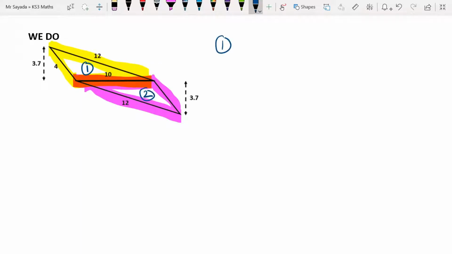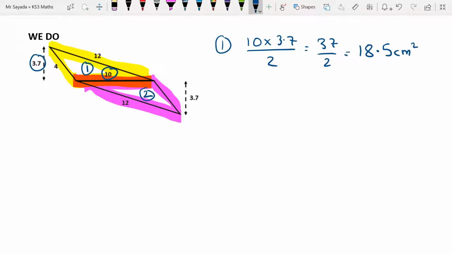What's the base of triangle 1? Say your answer to the video. The base of triangle 1 is 10. What's the height of triangle 1? Say your answer to the video. The height of triangle 1 is 3.7. So we've got 10 times 3.7 over 2, 37 over 2, which is 18.5 centimeters squared. Up above, I said all units are in centimeters for all of these questions.